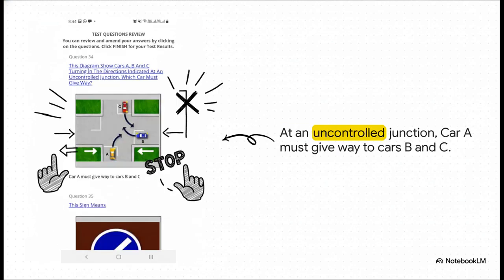But what about junctions where there are no lights at all? An uncontrolled junction like this one. The rule of thumb is actually pretty simple. If you're turning, you give way to traffic that's going straight. So in this picture, car A wants to turn.